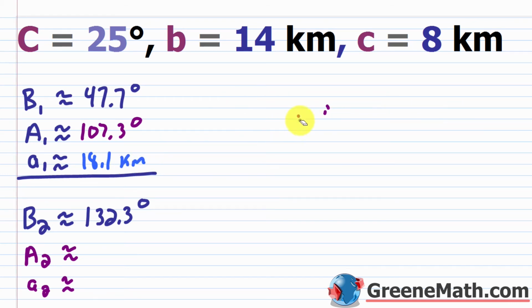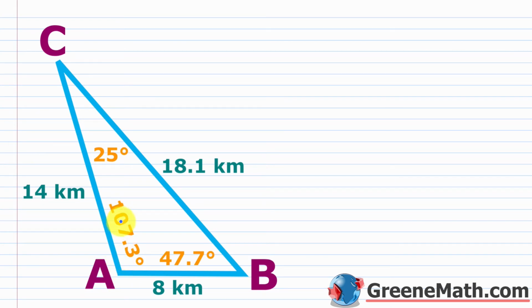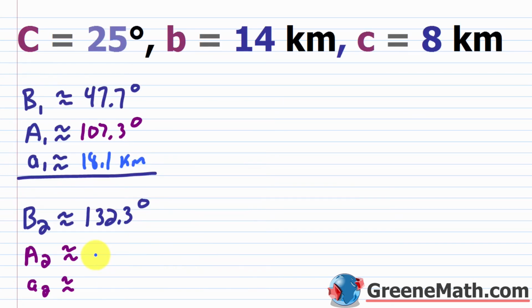Let's erase this. And I'll quickly show you the sketch of this guy. So you see here, your angle A is 107.3 degrees. Opposite of that, I've got 18.1 kilometers. Your angle B here is 47.7 degrees. Opposite of that, I've got 14 kilometers. And then your angle C here is 25 degrees. Opposite of that is 8 kilometers, okay? So let's go ahead and look at the other guy. And again, we're going to solve things in a similar way.